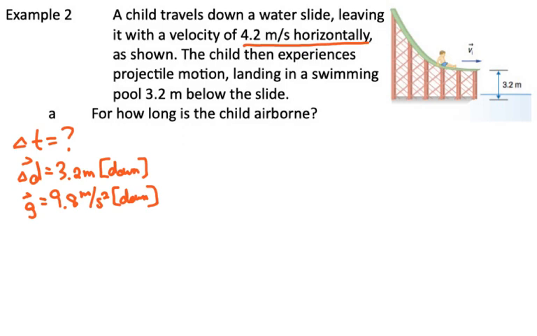And as we often do, we have to read a little bit into this question. We actually know the VI of the child. In the downward direction, this child's VI is 0. 4.2 meters per second is its horizontal speed, but its vertical speed is 0. Knowing this, looking at the variables, choosing an equation, we can use delta D equals VI delta T plus 1/2 A delta T squared.